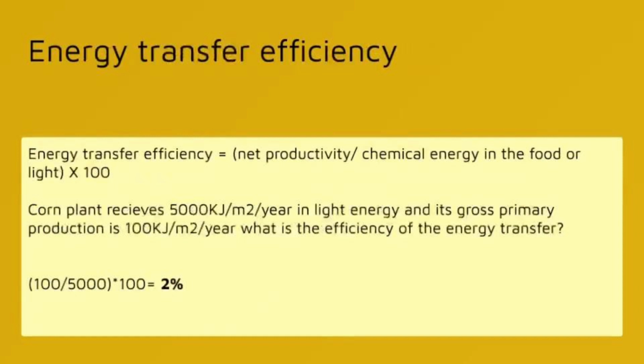So for example, if a corn plant receives 5,000 kilojoules per meter squared per year of energy, and its gross primary production is 100 kilojoules per meter squared per year, then we would do 100 divided by 5,000 times 100 to get the efficiency, and that would only be 2% efficient. So that is how efficient the energy is being passed along the trophic levels and between the different organisms in the ecosystem.